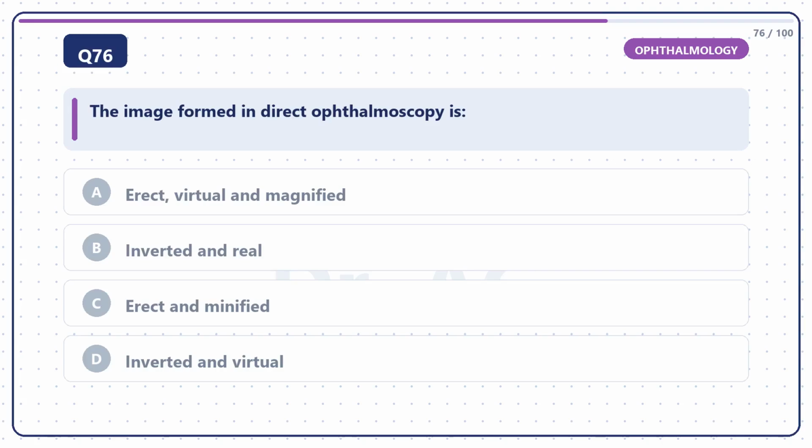Question 76. The image formed in direct ophthalmoscopy is: Option A. Erect, virtual and magnified. Option B. Inverted and real. Option C. Erect and magnified. Option D. Inverted and virtual.